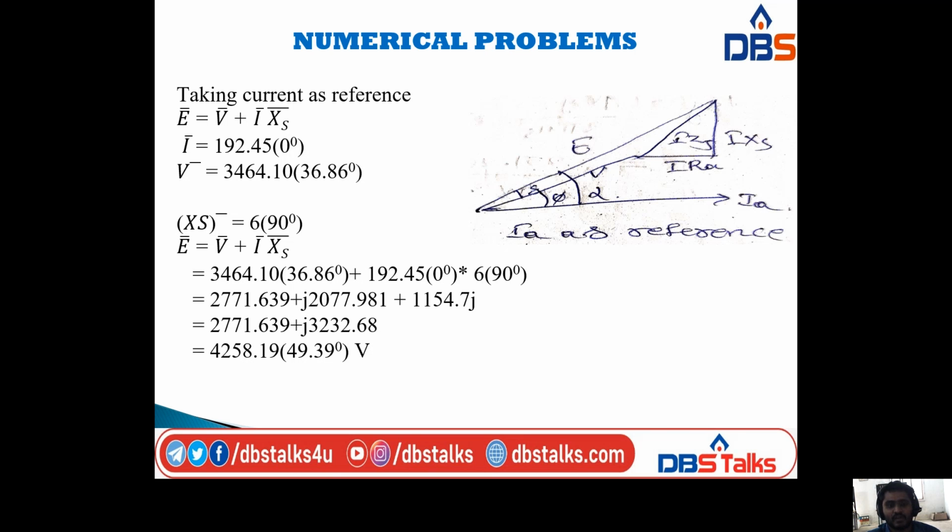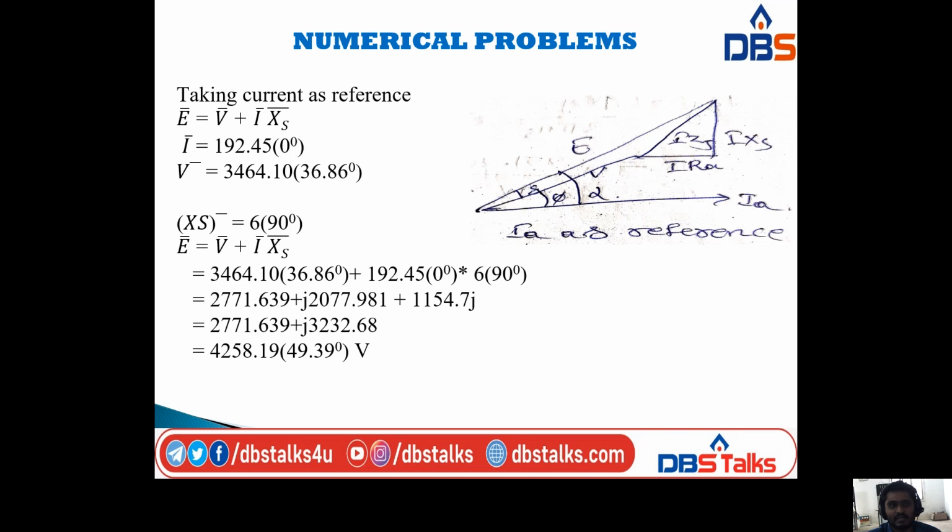Now we have all the values, V bar, I bar and XS bar. Substitute in the equation E bar is equal to V bar plus I bar XS bar. So V bar is 3464.10 at an angle of 36.86 degrees, plus I bar, 192.45 at an angle of 0 degrees, into XS bar, 6 at an angle of 90 degrees. The first term is in polar form, and we convert it into rectangular form, giving 2777.639 plus j 2777.981, plus 192.45 at an angle of 0 into 6 at an angle of 90.